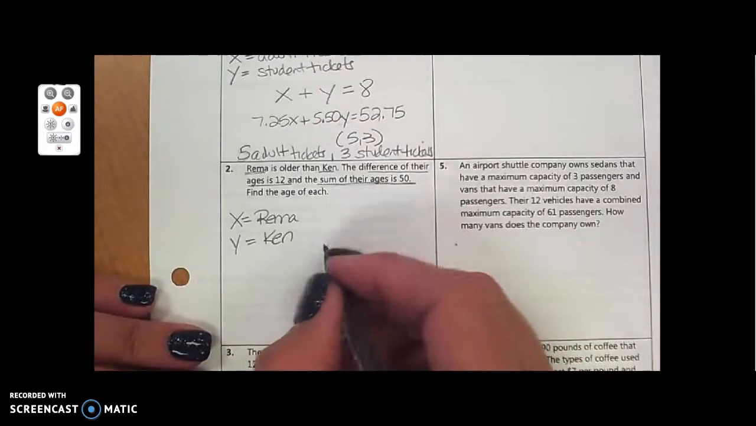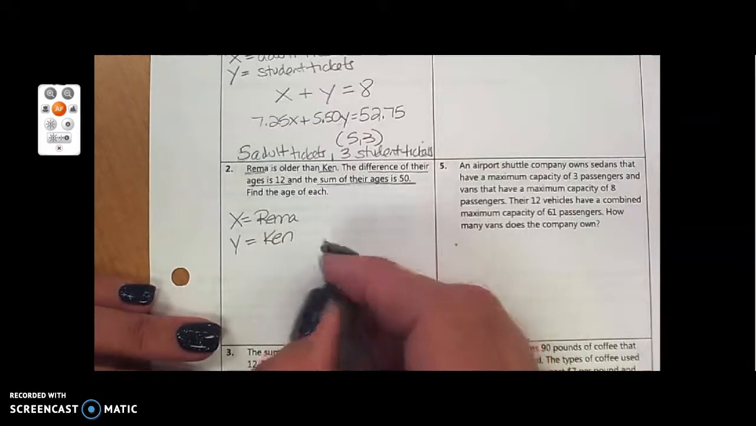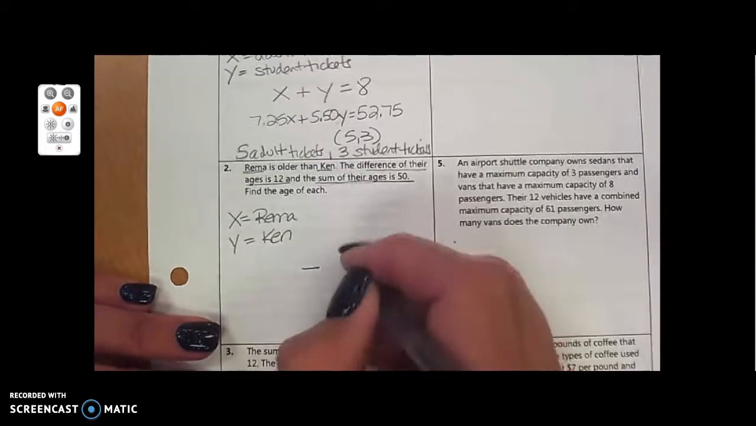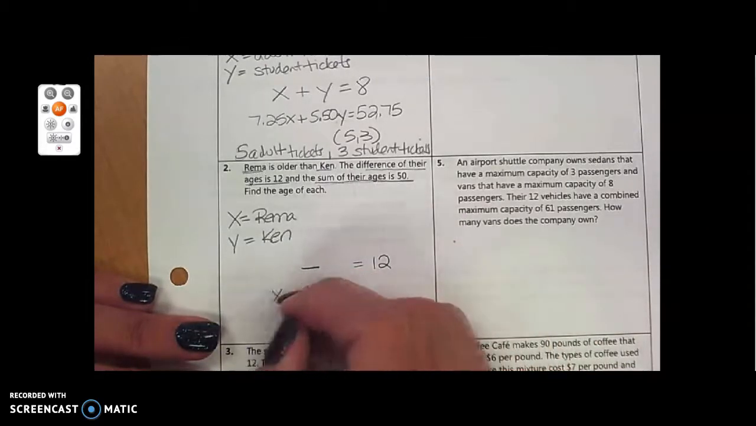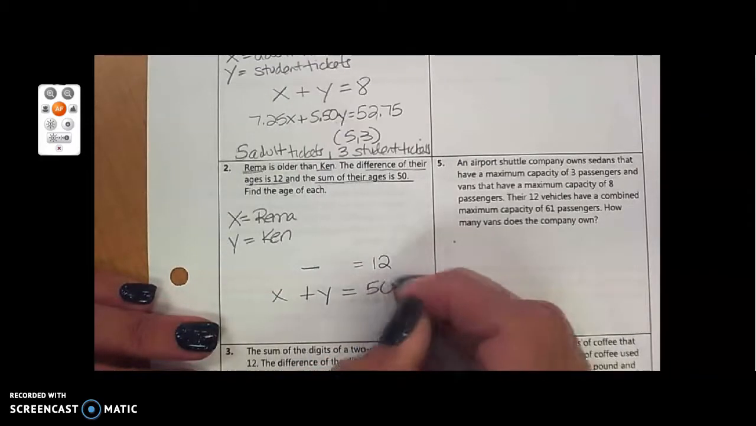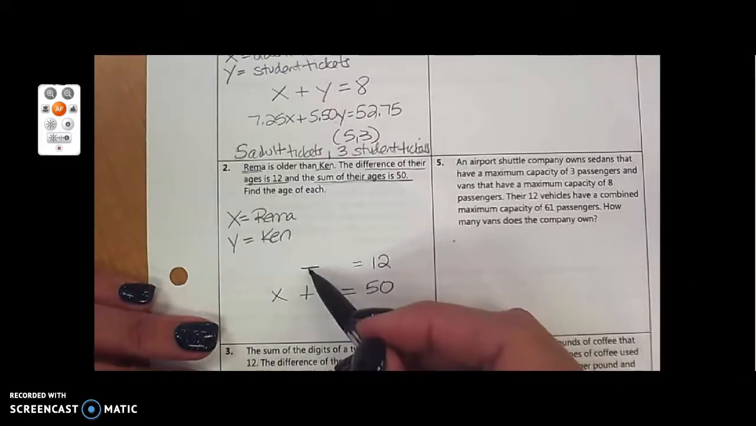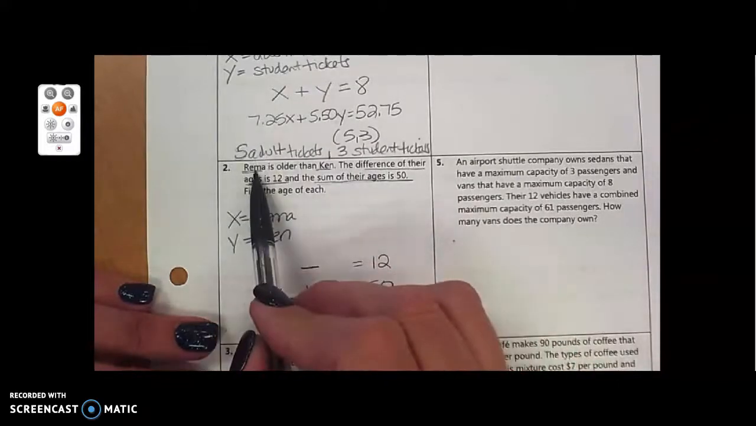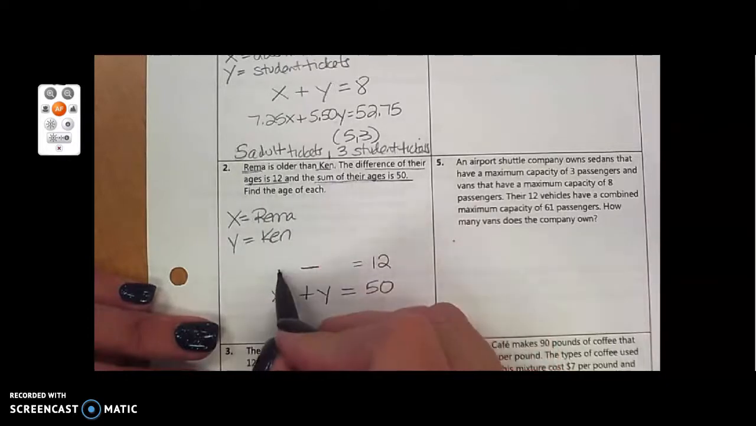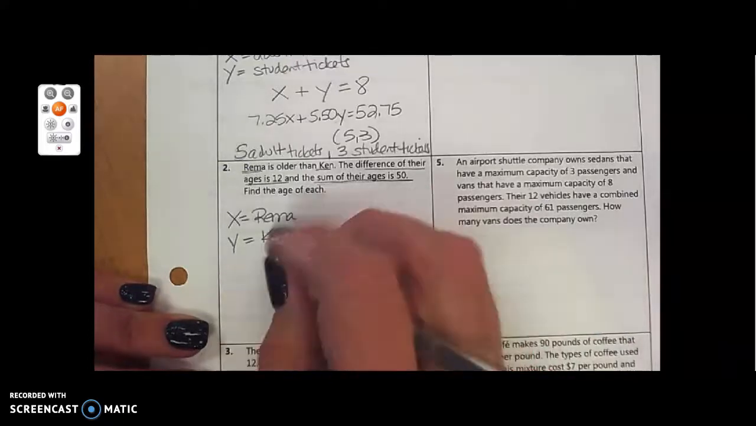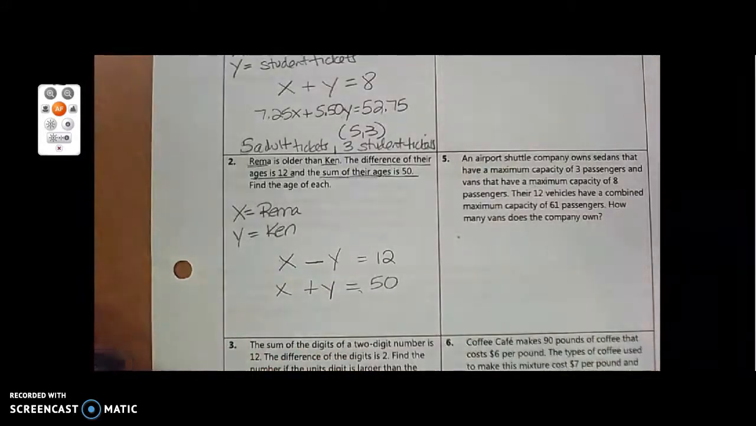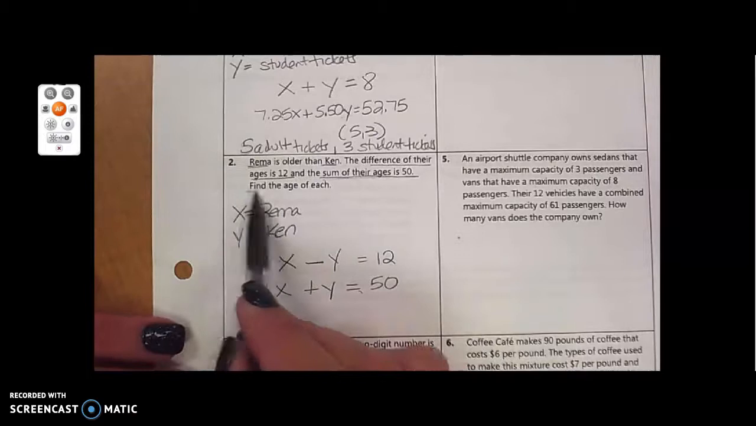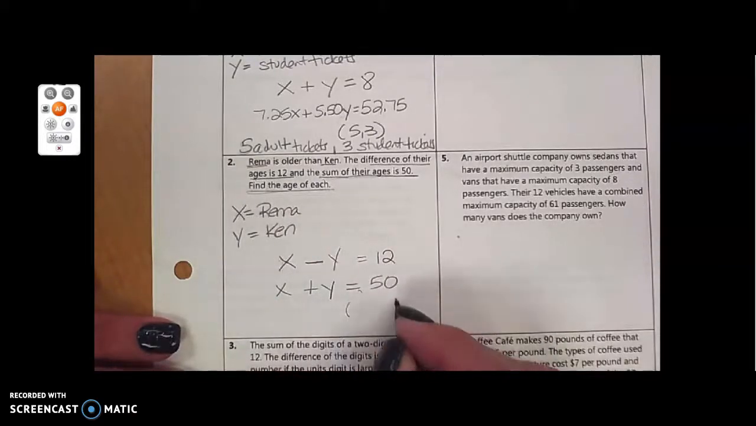All right, so we're going to be subtracting X and Y, and it's going to equal 12. Then we're going to add X and Y, and it's going to equal 50. Now, for the subtraction, it matters what we put first. Remember that it said Rima is older than Ken. So we want the bigger number, or the older person's age, Rima, which is X. I'm going to write an R there. X subtract Y equals 12. So there's my system. We want to find the age of each. Okay, so we're going to go to Desmos and get our ordered pair.